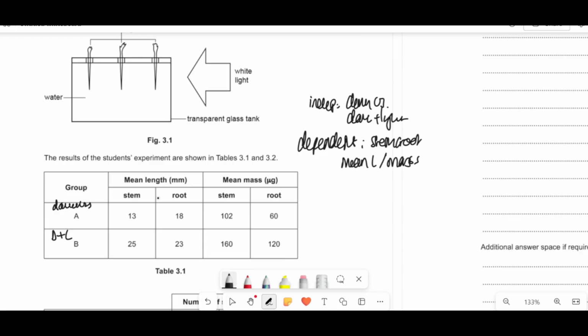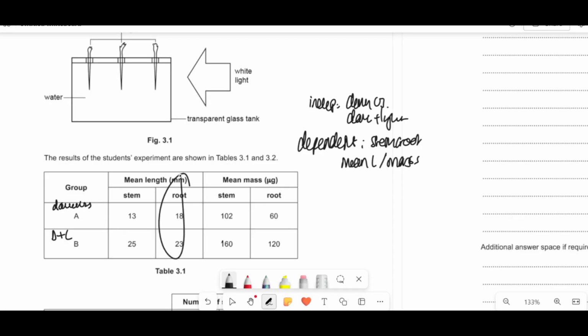If we have a look then, remember that group A is just pure darkness, whereas these were dark plus light. So if you have a look, the mean length of the stem was 13, but the root was 18, whereas if you compare the stem in darkness versus dark and light, the stem is longer, the root is also longer. Fine. And mean mass, the mass of the stem is 102 in darkness, but with dark and light, it's gone up. Whereas the root mass was 60 in the dark, but in dark and light, it's 120.